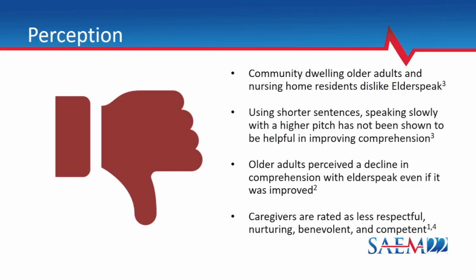We've looked at using shorter sentences, speaking slowly with a higher pitch, and there really hasn't been any consistent data to show that it's helpful at all in comprehension. In fact, older adults perceive a decline in comprehension even if it has improved or if there was no change. So when we use Elderspeak in our communication with older adults, they think you're speaking to them because they're dumb or they aren't as cognitively intact.